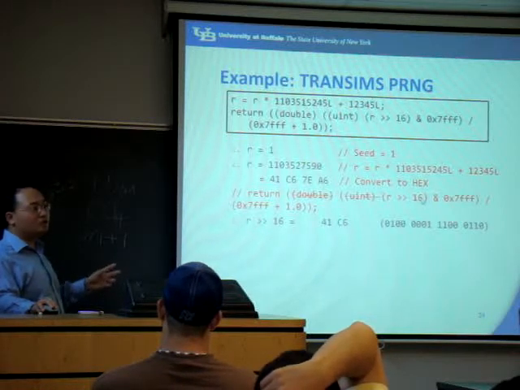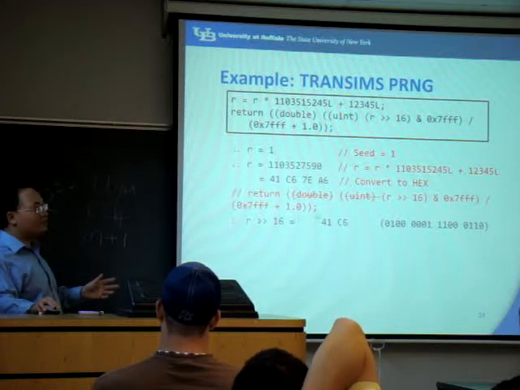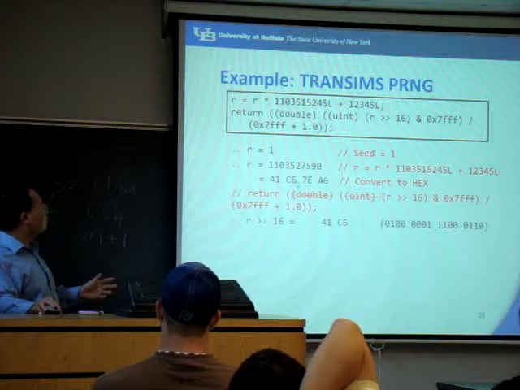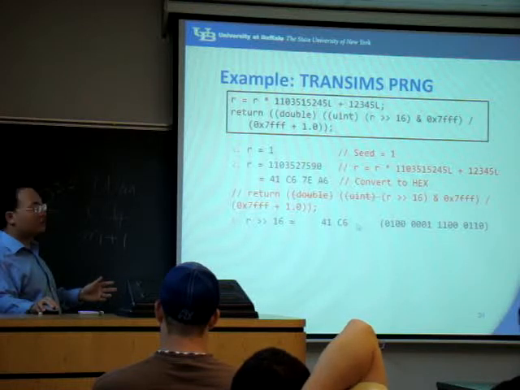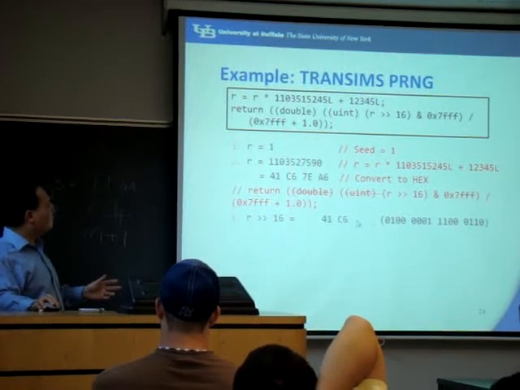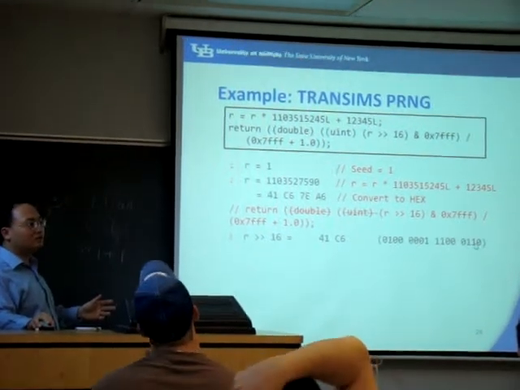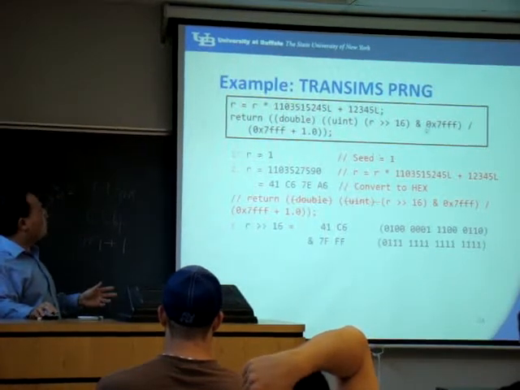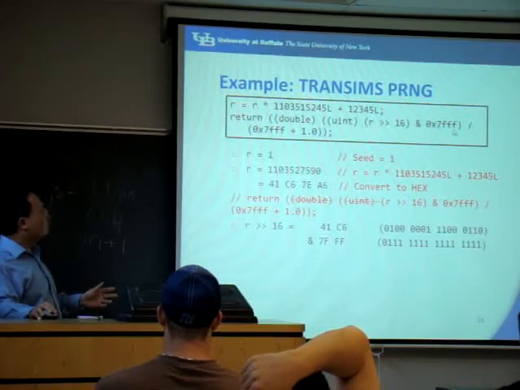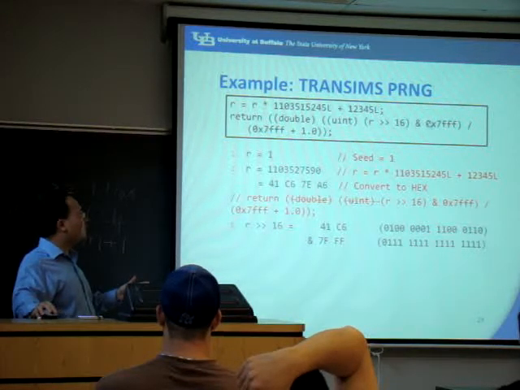16 bits is equal to 2 bytes. So shifting to the right 16 is equal to discarding these bytes. So the result will be 41C6. Okay? And this 41C6, if converted to binary, is equal to this string. Then we AND with 0x7FFF.